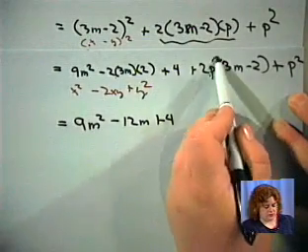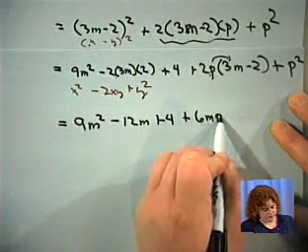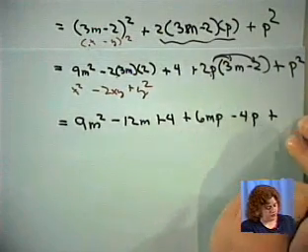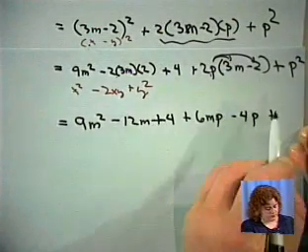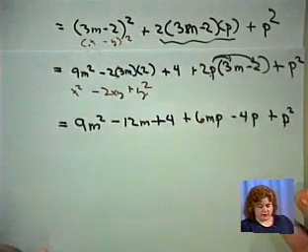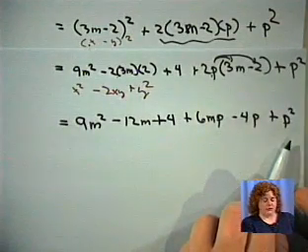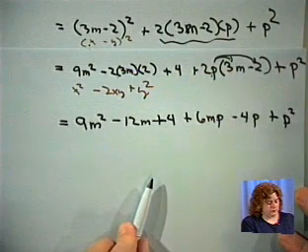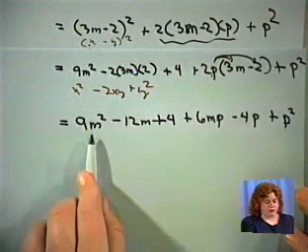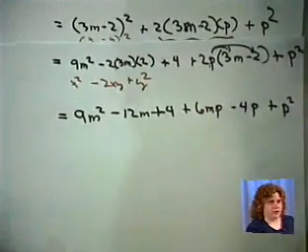And here we're going to have a 6mp minus a 4p, and we still have the p squared. And there really is nothing more to do because none of these terms are similar. They can't be combined any further. You may or may not find the answer written in a different order in the book as far as m squared, then the p squared, and so forth. But this is a correct answer and is just fine as it's written.